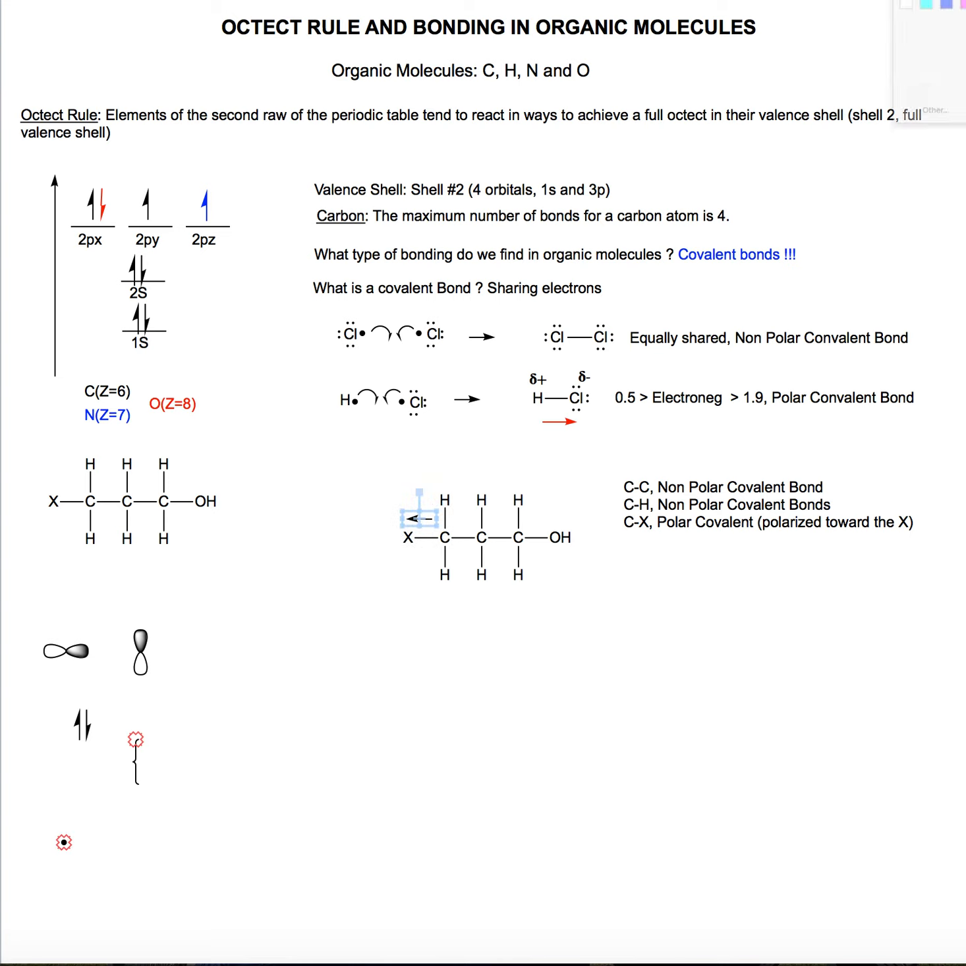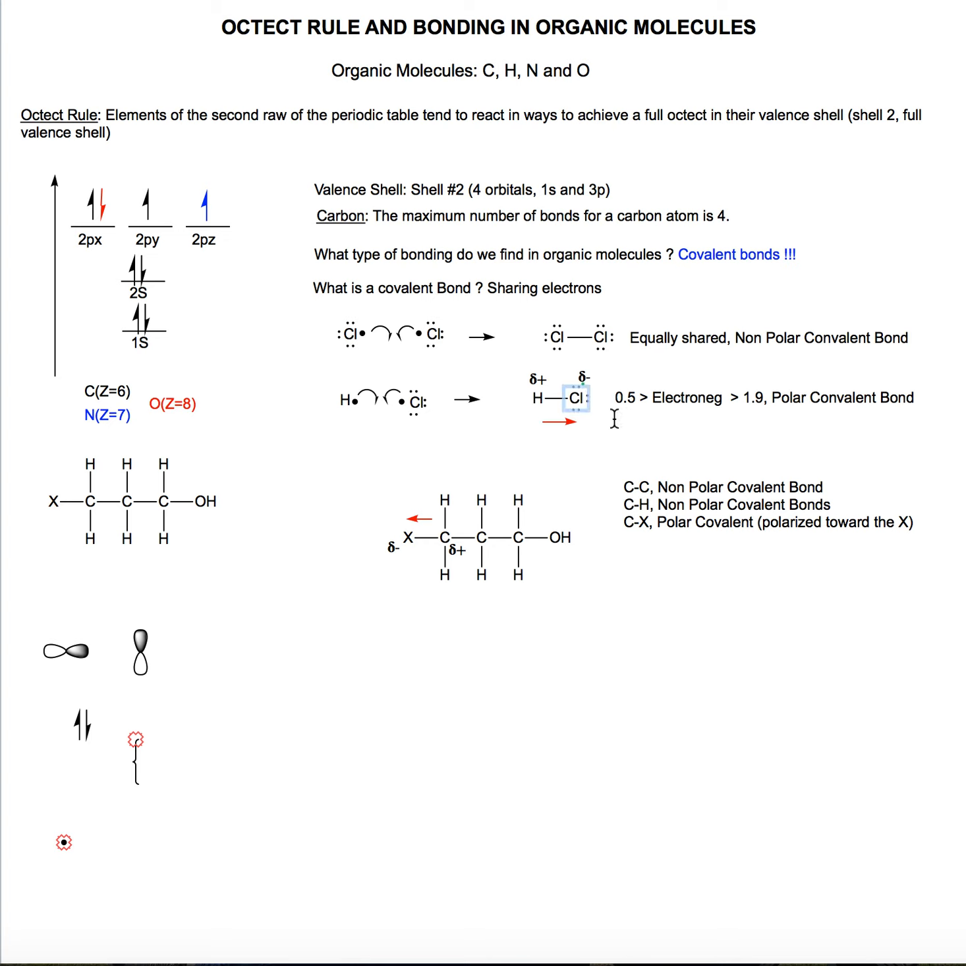meaning that once again, because of the difference in electronegativity, there will be a fraction of negative charge over the halogen, and there will be a fraction of positive charge over the carbon atom. This is extremely important, guys, because this will allow you to understand later on reactivity in organic chemistry.